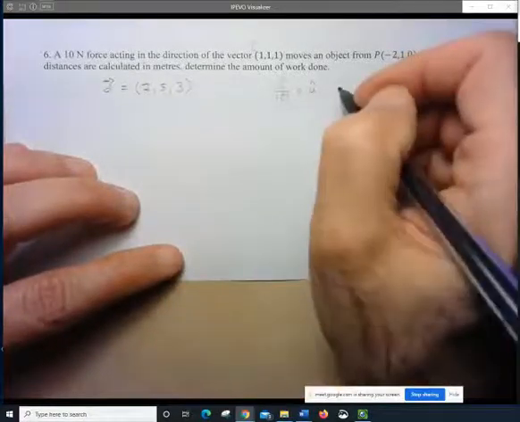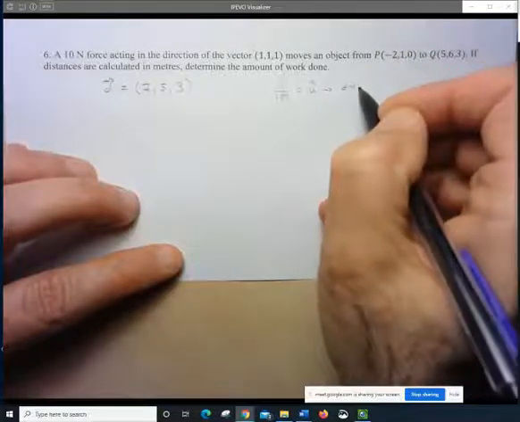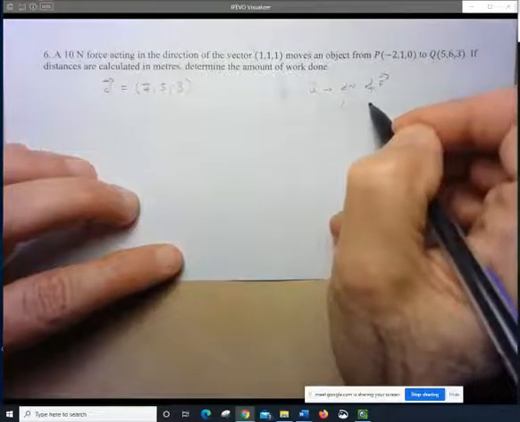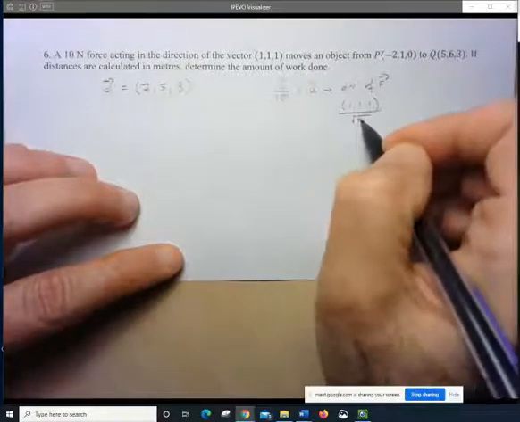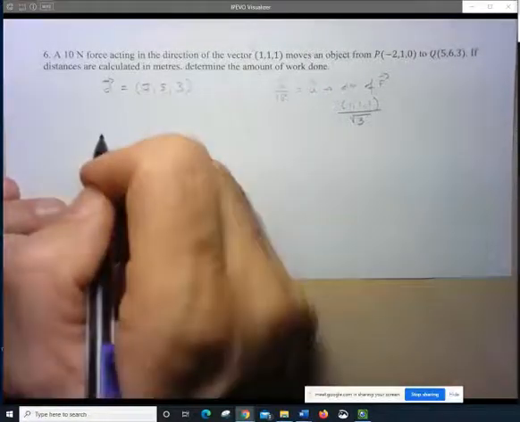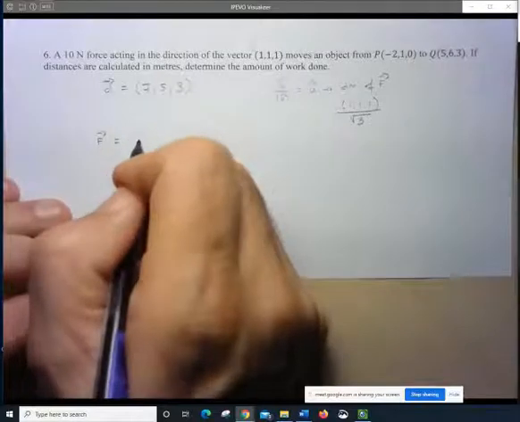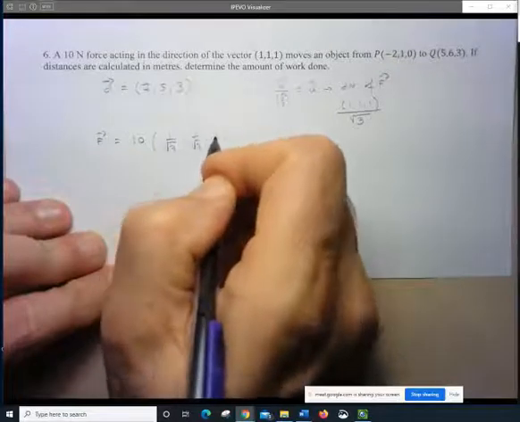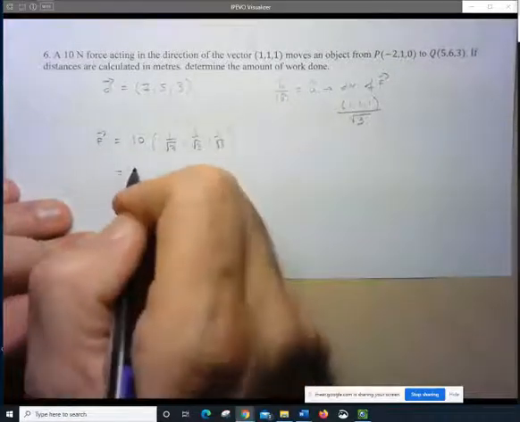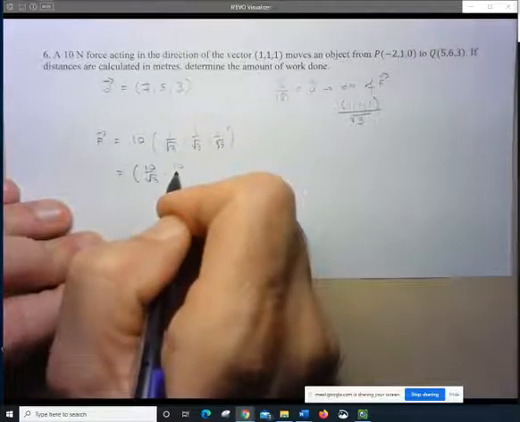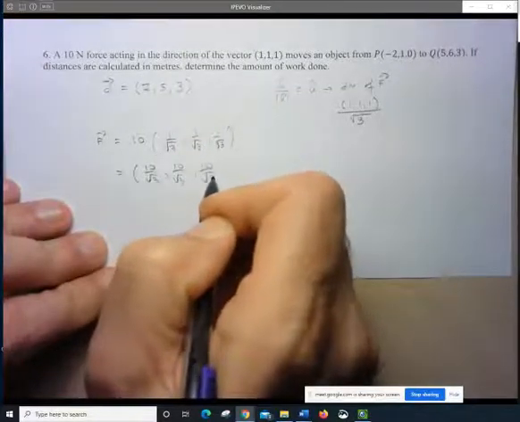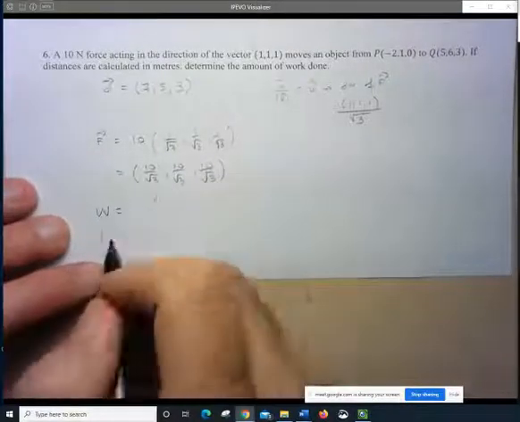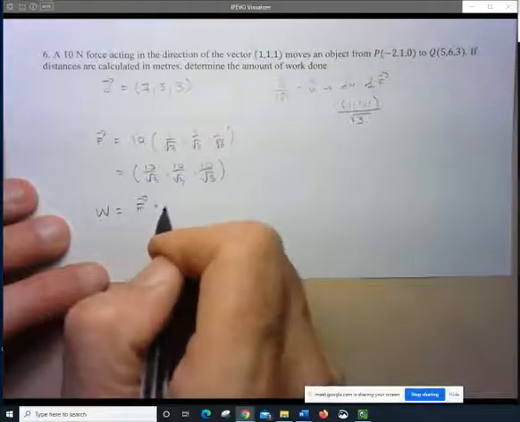So here, for the vector that represents the direction of the force, I'm just going to use this unit vector, which is 1, 1, 1, divided by its magnitude, which is square root of 3. So the force vector is equal to 10 times this unit vector, 1 over root 3, 1 over root 3, 1 over root 3, which is just 10 over root 3, 10 over root 3, 10 over root 3. This is much faster than solving an equation. Now when I want to find the work, that's just equal to F dot D.